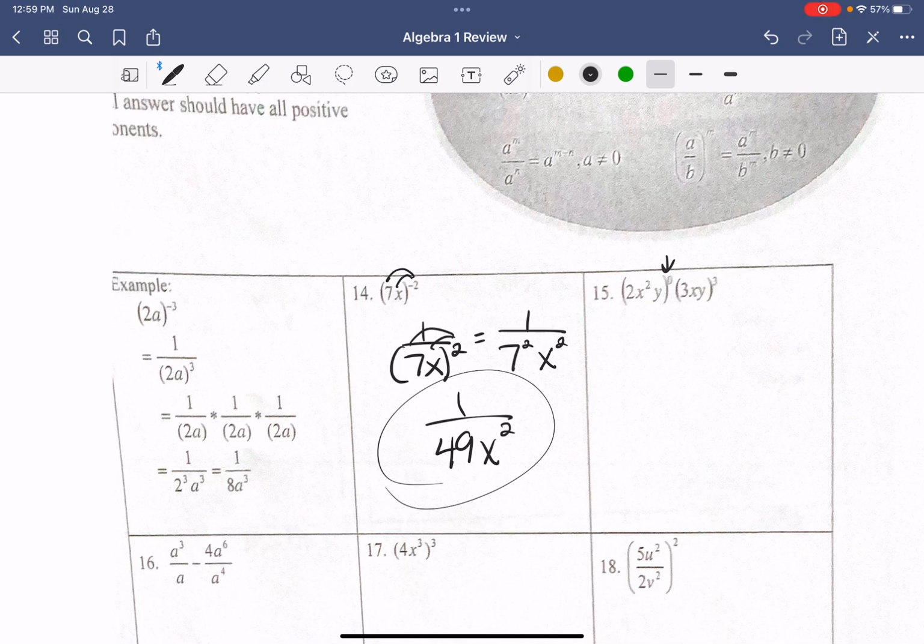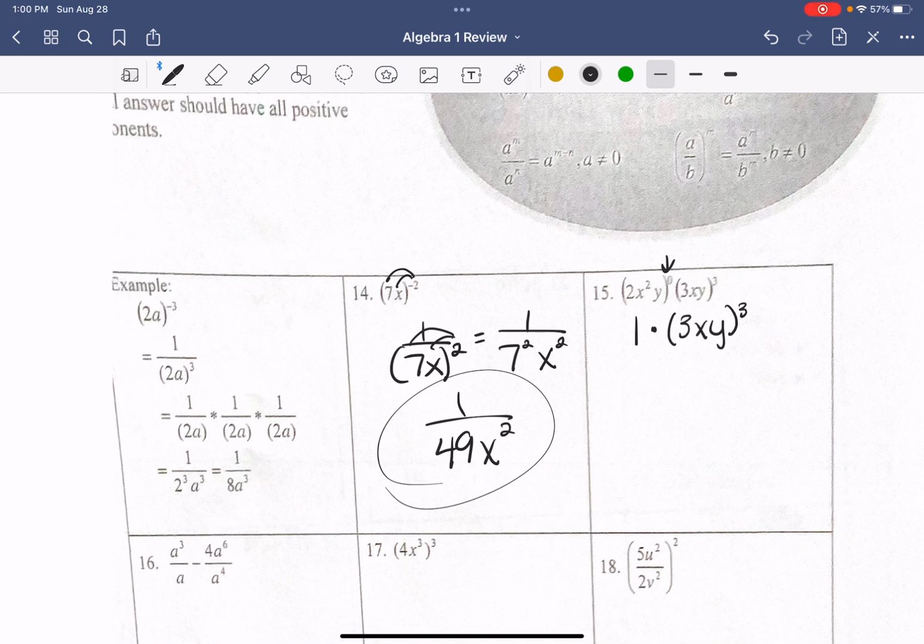Okay, moving on to the next one, we have this first set of parentheses to the 0th power. Now, anytime that you have something to the 0th power, it just turns into 1. So it essentially is disappearing because this is multiplication. So really, we're doing 1 times, and now we've got (3xy) to the 3rd power.